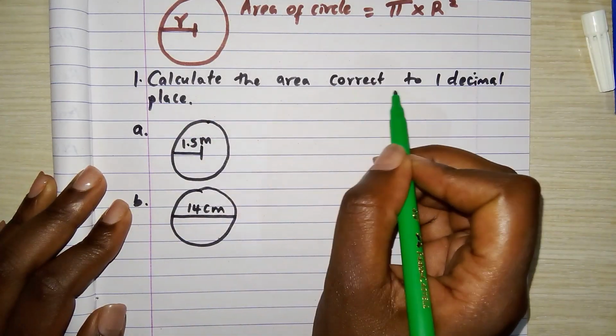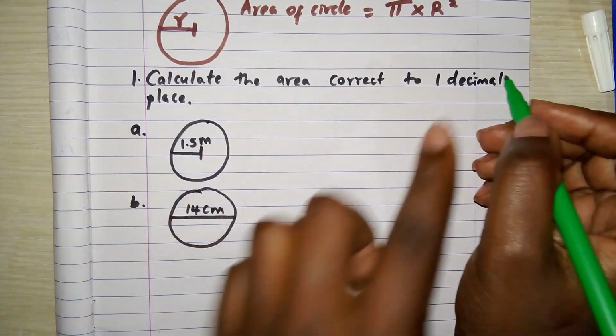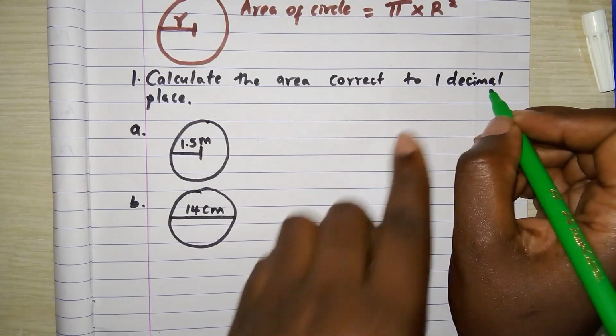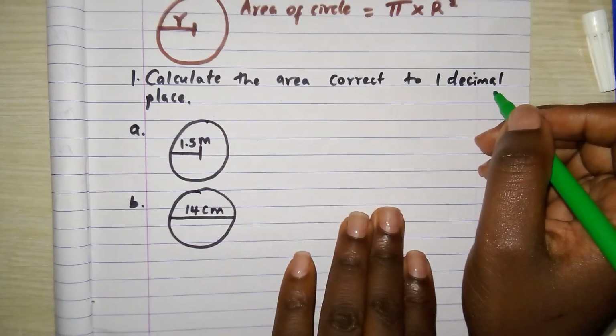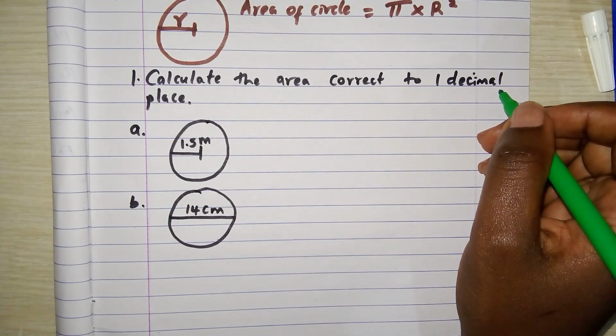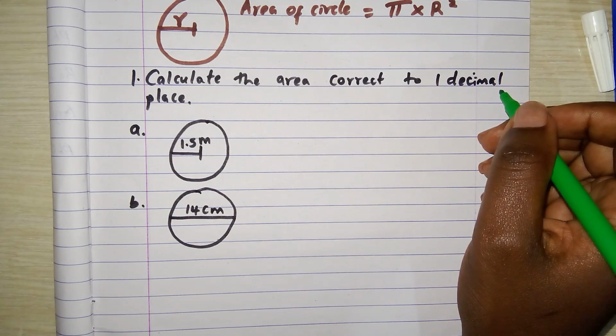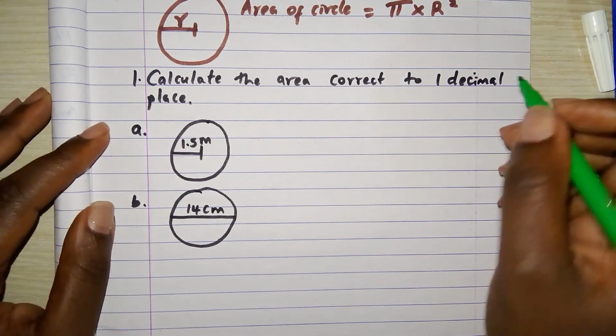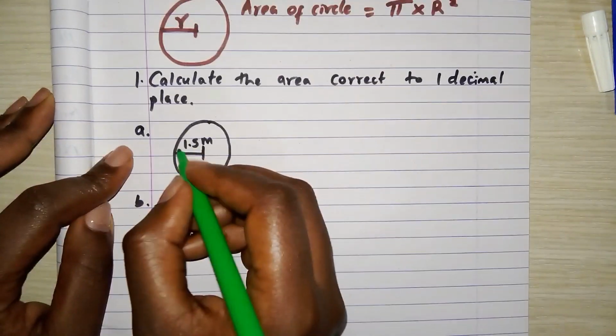Number 1, calculate the area correct to 1 decimal place. And if you want to learn how to round off to decimal places or significant figures, I'll link in another video that I created some time back. So you can watch the video on how to round off. So we start with this one.